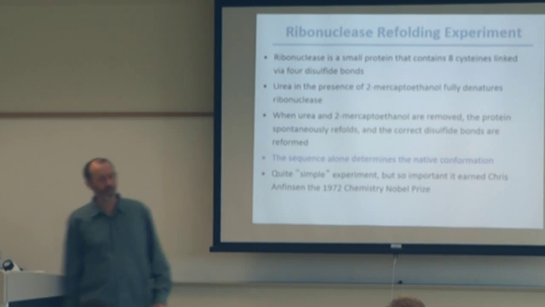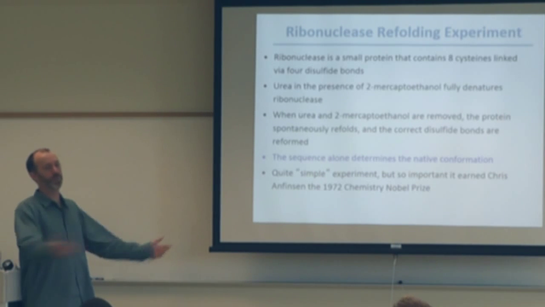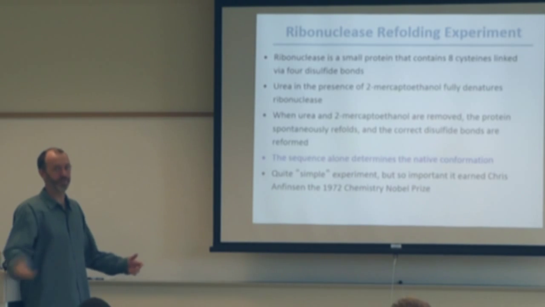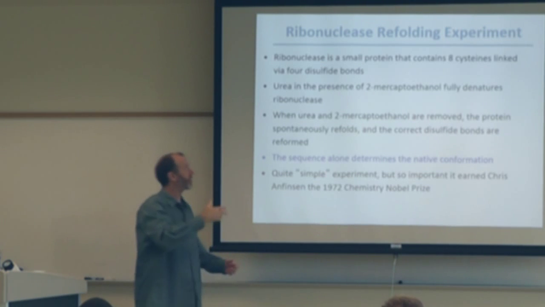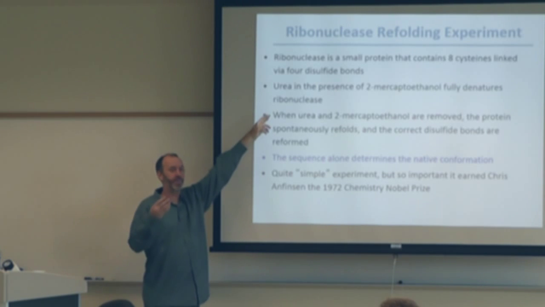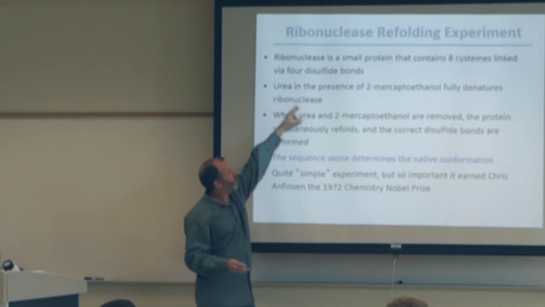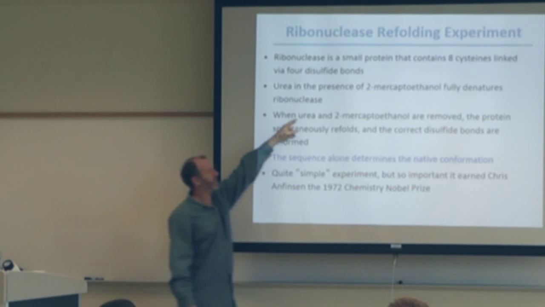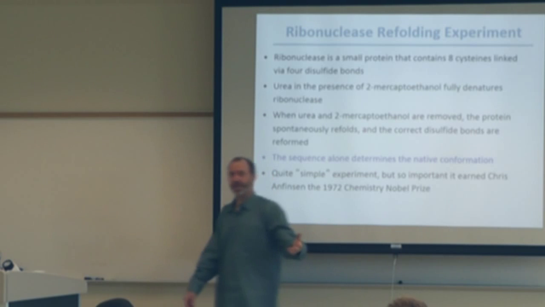And one of the cool things is how proteins, once you unfold them, can spontaneously refold if you bring the conditions back to ones conducive to the native state. What they did with ribonuclease is they purified ribonuclease, a small protein that contains 8 cysteines linked via 4 disulfide bonds. Urea with 2-mercaptoethanol will fully denature the ribonuclease. Do you guys know what the 2-mercaptoethanol is? Beta mercaptoethanol, right?